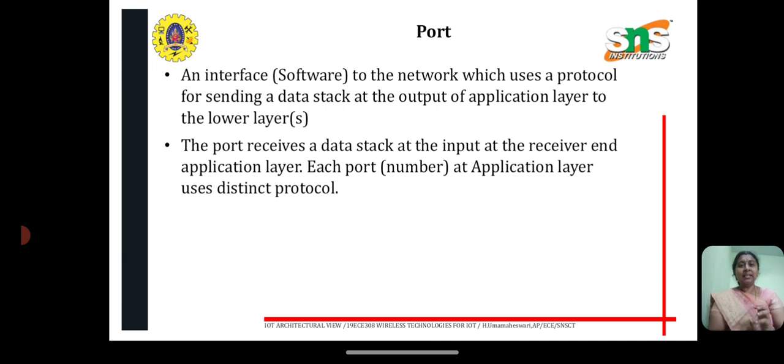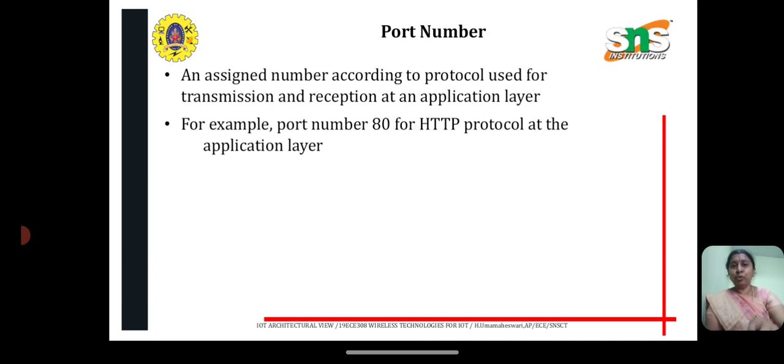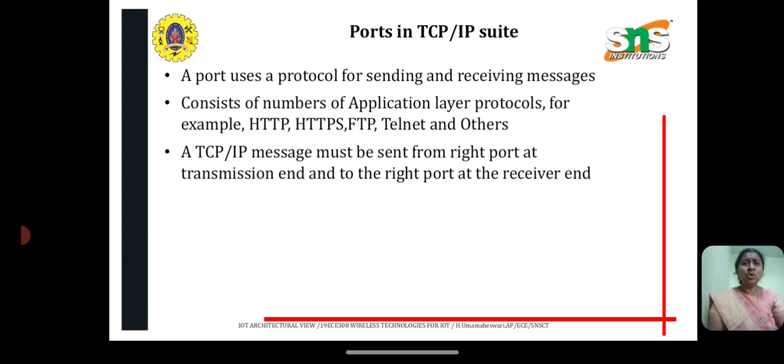Each port at the application layer uses a distinct protocol. Then a port number is nothing but an assigned number according to the protocol used for transmission and reception at an application layer. For example, port number 80 for the HTTP protocol at the application layer. Then the ports in the TCP/IP suite: the port uses a protocol for sending and receiving messages. It consists of a number of application layer protocols, for example, HTTP, HTTPS, FTP and other ports, which also include Telnet.